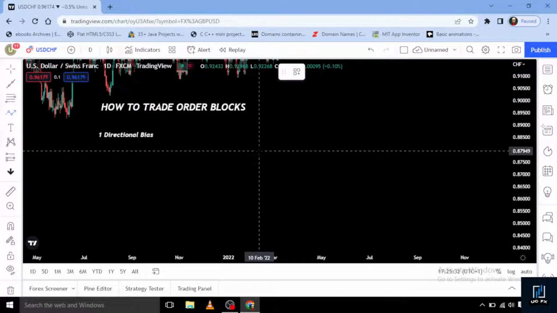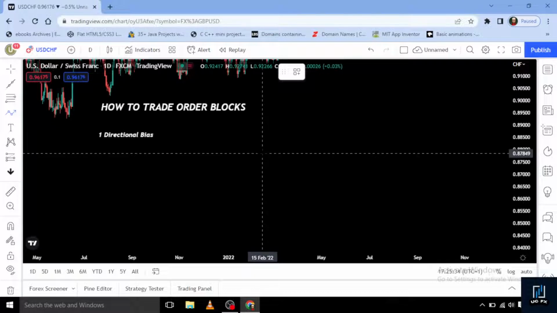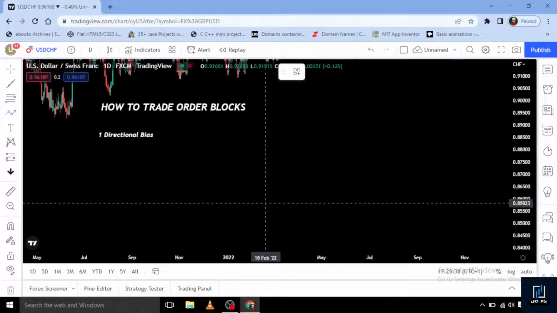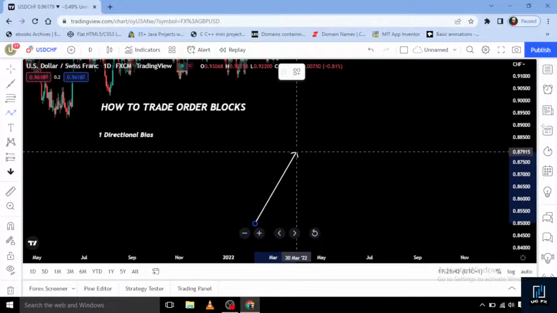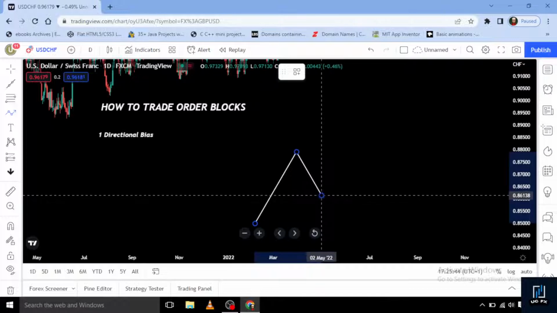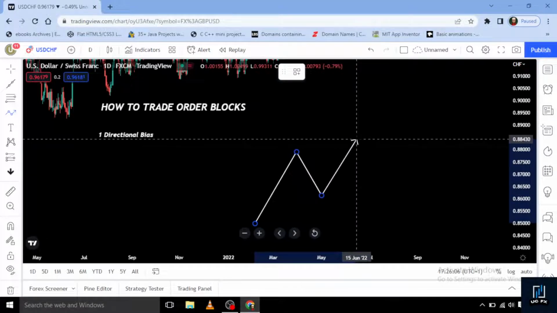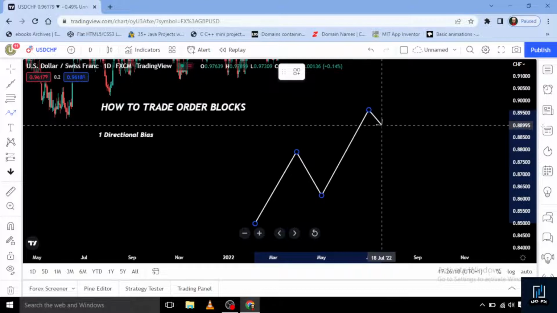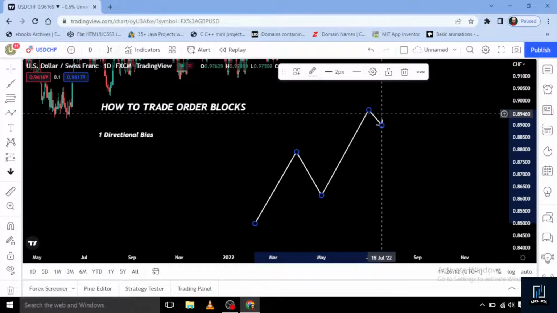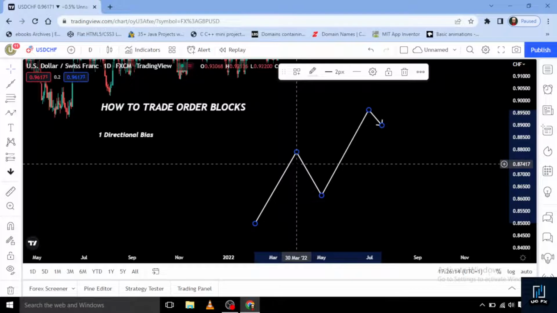So let's assume you've read your charts and you understood that the weekly, the monthly, and the daily charts are showing a bullish trend. So let's assume we have a bullish trend. After understanding this, knowing the trend of the market, this leads us to the next step.